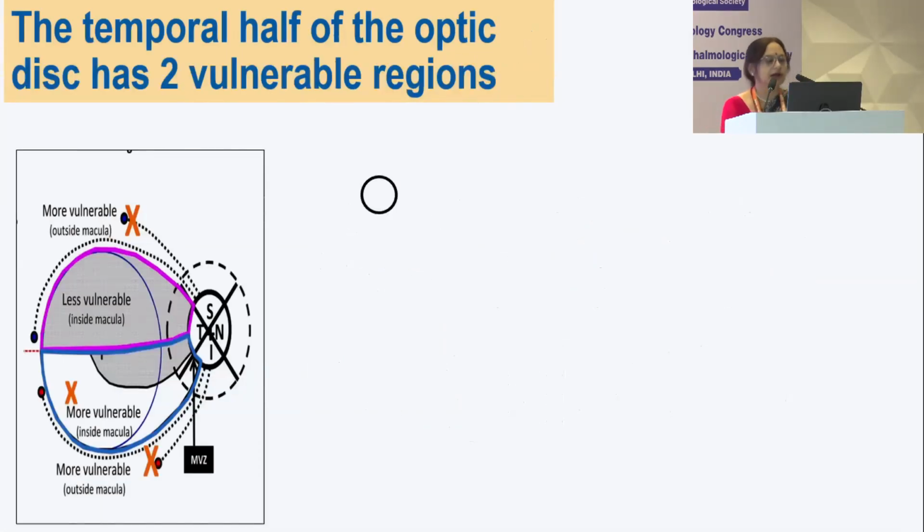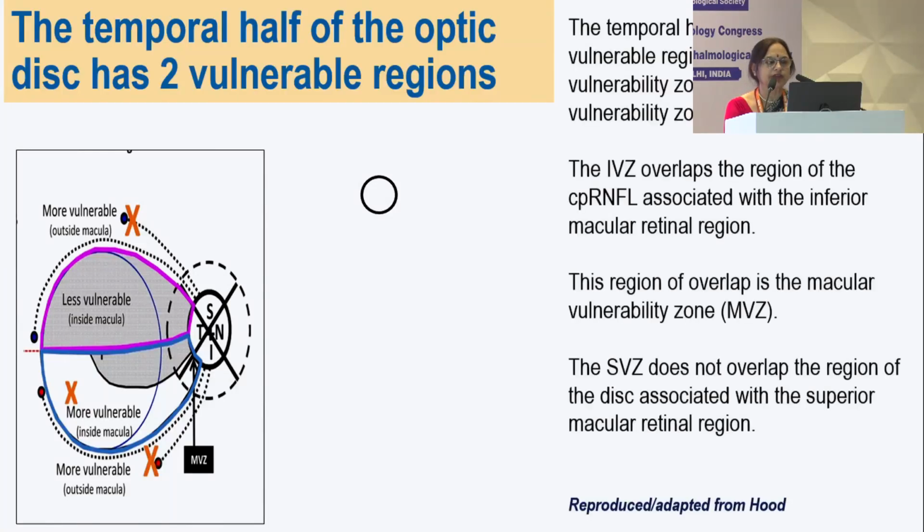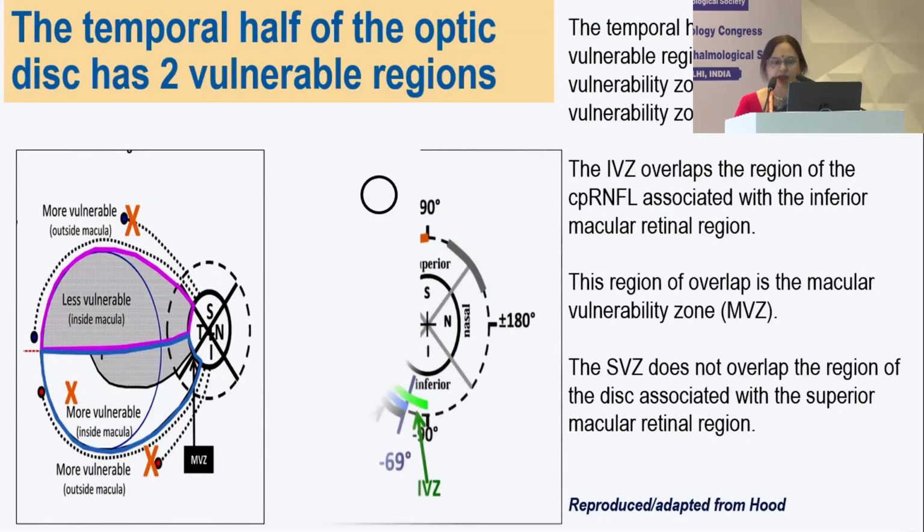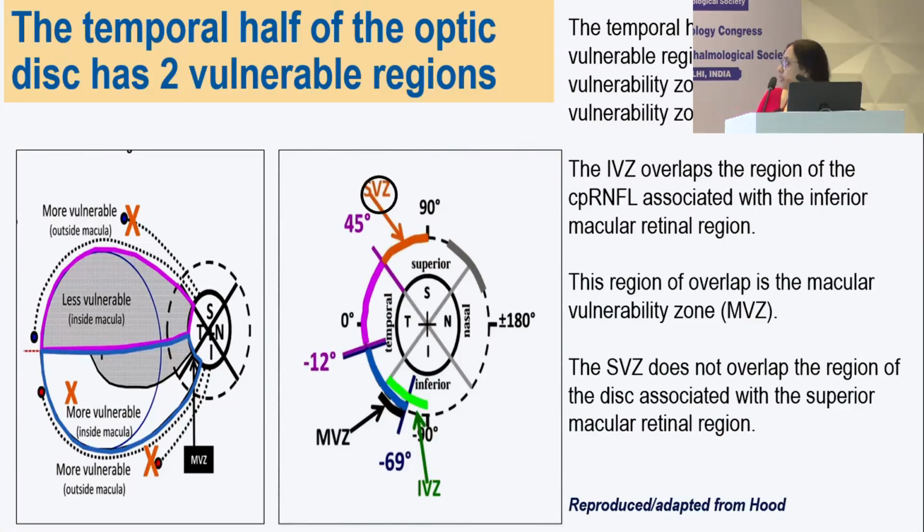Now I'm touching on the structure-function relationship. The temporal half of the optic disc has two vulnerable regions, the superior vulnerability zone and the inferior vulnerability zone. The inferior vulnerability zone here is associated with the inferior macular retinal region, the region of the overlap of the macular vulnerability zone, that is a red circle here. This is a very important area and this is called the macular vulnerability zone. The SVZ does not overlap the region of the disc associated with the superior macular zone.